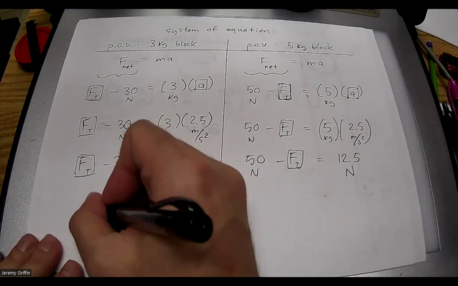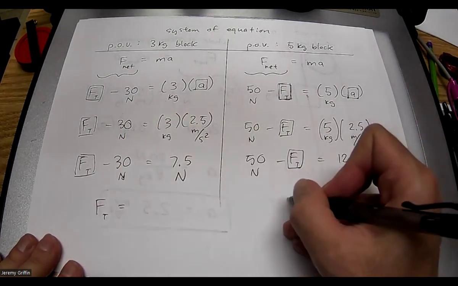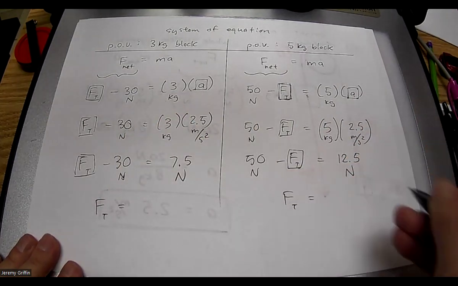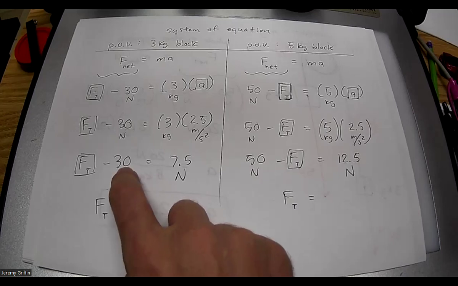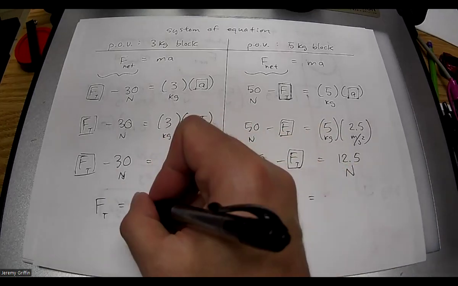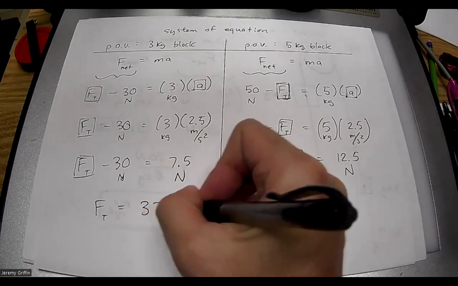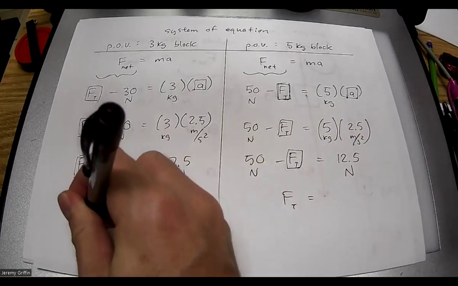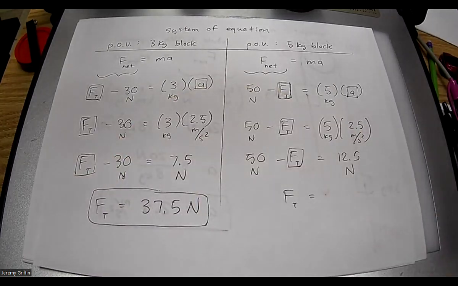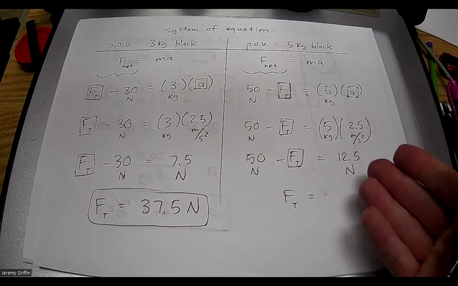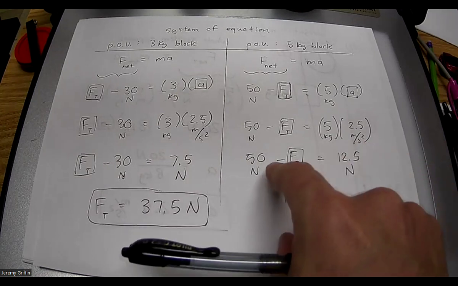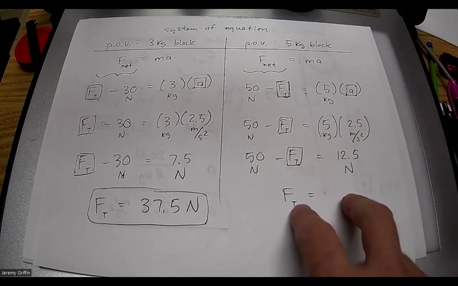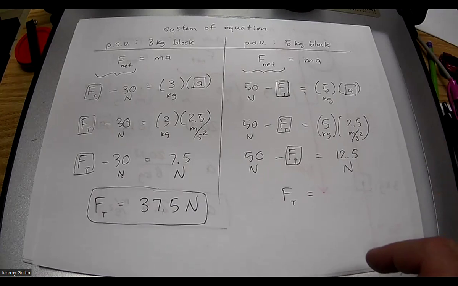All right, now we're going in for the finish. Tension force equals... From the point of view of the 3 kilogram block, you can just add over 30 newtons. Does that give you 37.5 newtons? Right. From the point of view of the 5 kilogram block, I could add the tension force and subtract over the 12.5 newtons. That would isolate tension force equals... what's 50 minus 12.5?